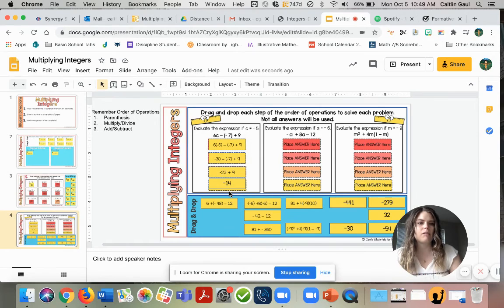I like this slide because it's combining all of what we've done so far. It's combining your multiplying integers, your adding integers, and your subtracting integers. This one should be very similar to the one we just did. This third one is going to be a little bit harder, but I think you can do it. And those are your 3 slides for multiplying integers.